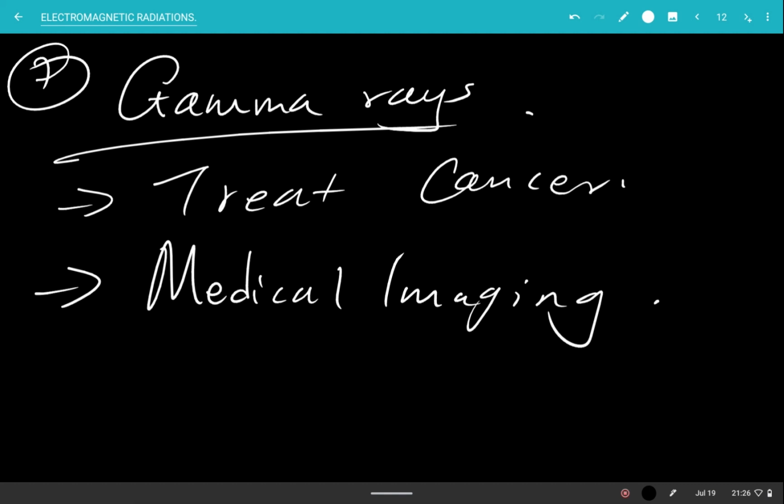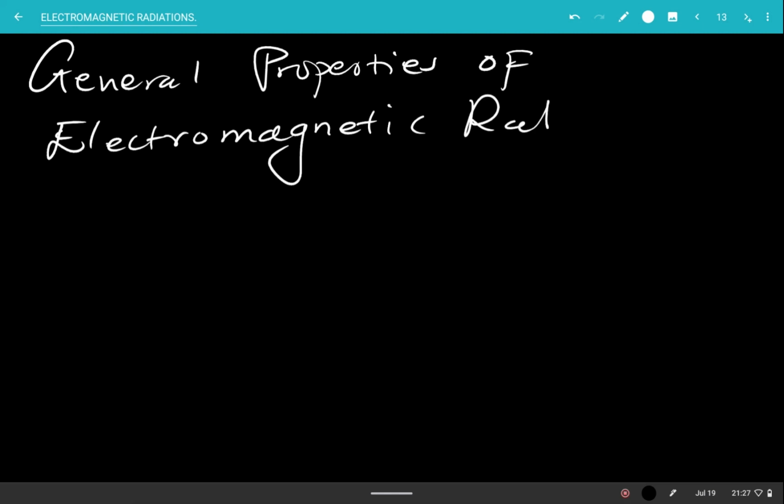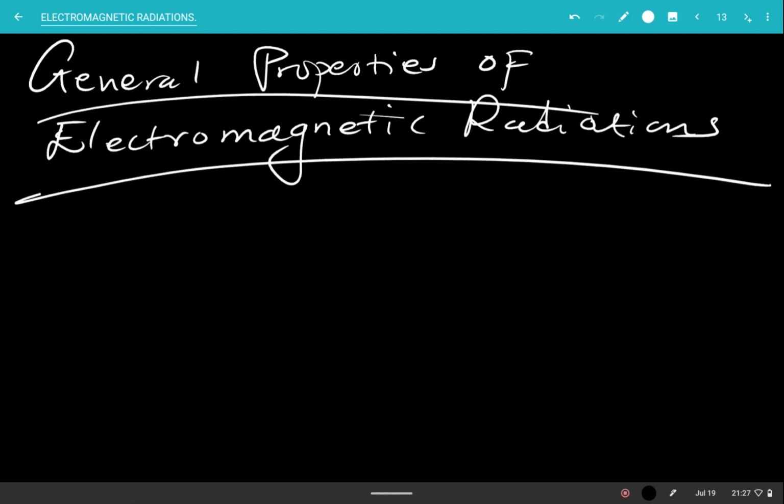Now that we have understood the uses of electromagnetic radiations, we now need to look at the general properties of all electromagnetic radiations. So let's look at the general properties of electromagnetic radiations. When I say general properties, I'm talking about properties that are applicable to all electromagnetic radiations, which are the electromagnetic waves. So what are these general properties?